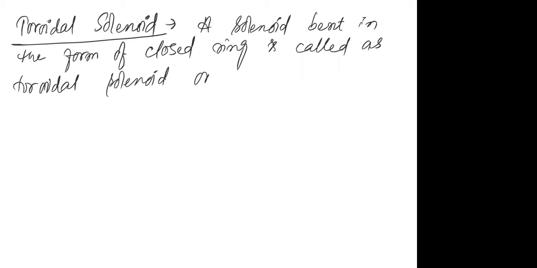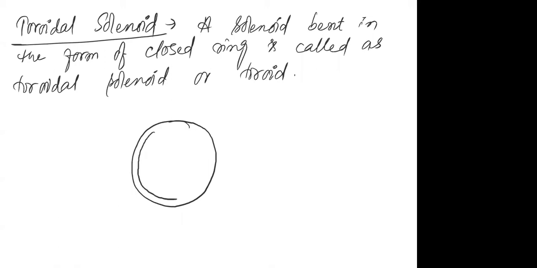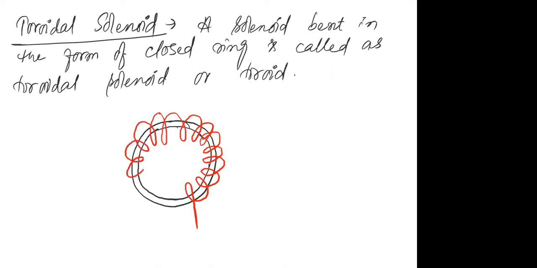or simply a toroid. If you take a solenoid and just bend it in the form of a ring, it will be considered a toroidal solenoid. What does it mean? For example, let's say I have a ring, and I'm going to wind copper wire on this ring in the form of closed rings. These are the turns of the solenoid that I am winding over this ring. So obviously, the shape of the solenoid would also be like a closed ring.